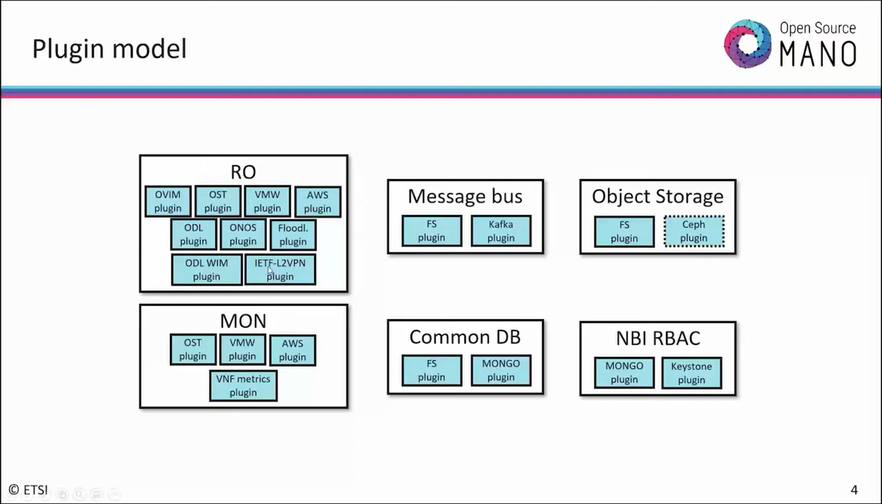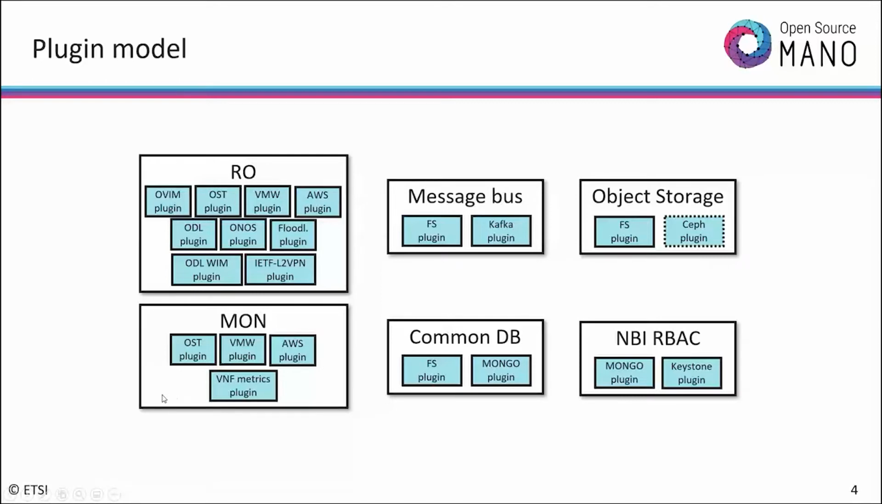Okay. We have, for instance, right now one for IETF L2 VPN and another for an ODL-based WIM. There are others, but you have all the details in the documentation, I guess. Then for the monitoring, we have a similar situation. We have to interact with the different VIMs to get the metrics. The plugin model for monitoring, for MON, is being evolved. I will comment a little bit about that later.